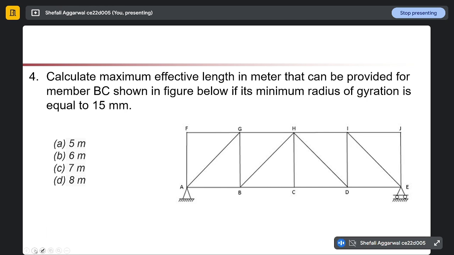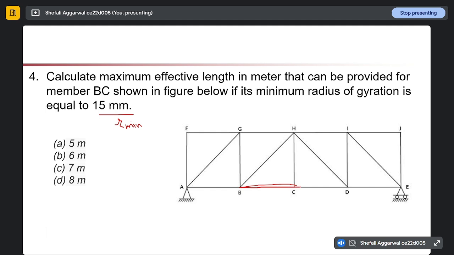Okay. So we'll go to the next question then. Calculate the maximum effective length in meter that can be provided for member BC. Let's say this is a member BC shown in the figure below, if its minimum radius of gyration is equal to 15 mm. Can I calculate it? So this is given as r minimum. We have to calculate effective length.